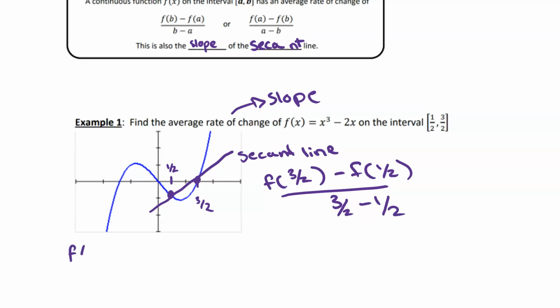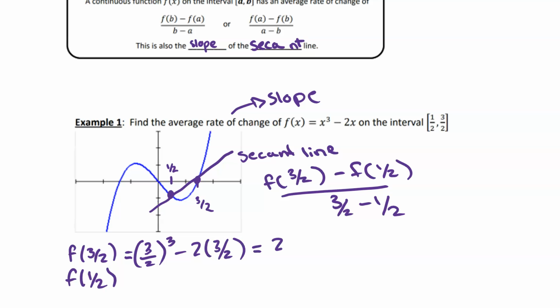Okay, so let's go ahead and calculate that, f of 3/2 and f of 1/2. So we got 27/8 minus 3, least common denominator of 8. So we got 27/8 minus, sorry about that, 24/8, which equals 3/8.